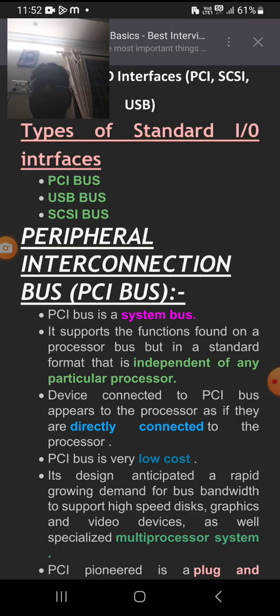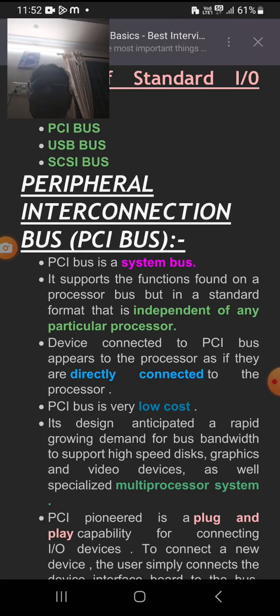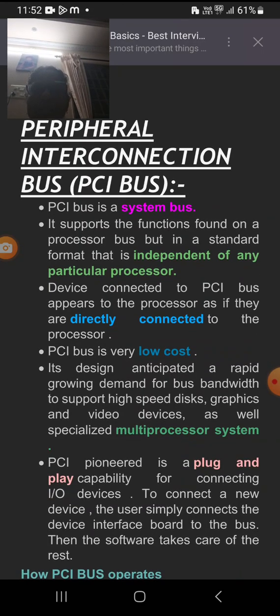It supports the functions found on a processor, but in a standard format that is independent of any particular processor. So devices connected to the PCI bus appear to the processor as if they are directly connected to the processor. The PCI bus is very low cost, and its design anticipated the rapidly growing demand for bus bandwidth to support high speed disks, graphics and video devices, as well as specialized multiprocessor systems. So PCI has plug and play abilities for connecting input devices.